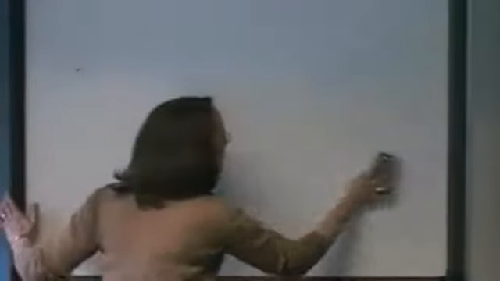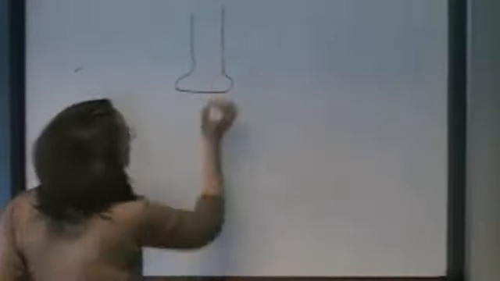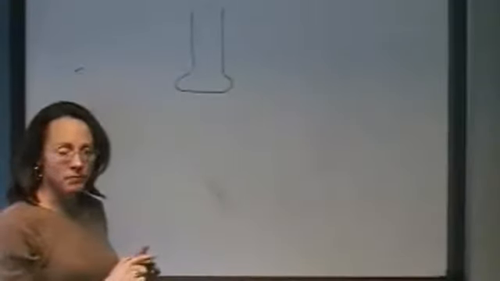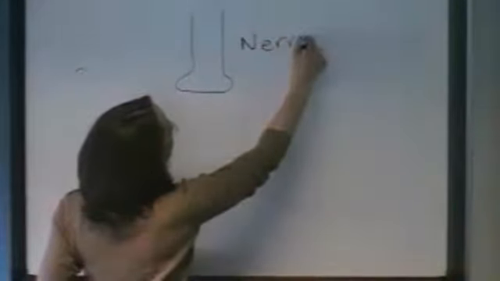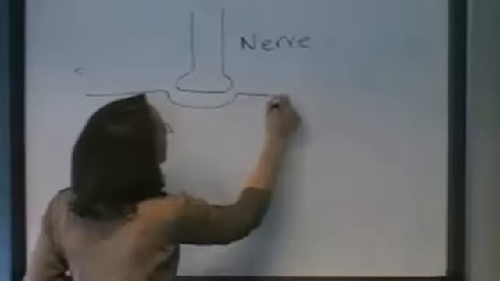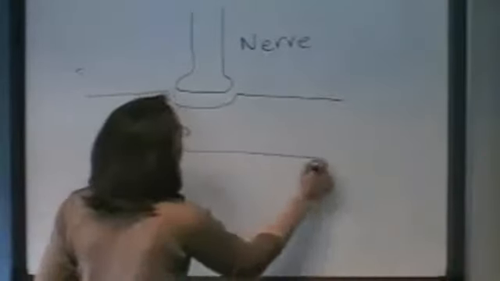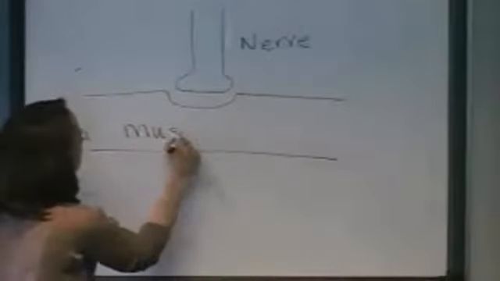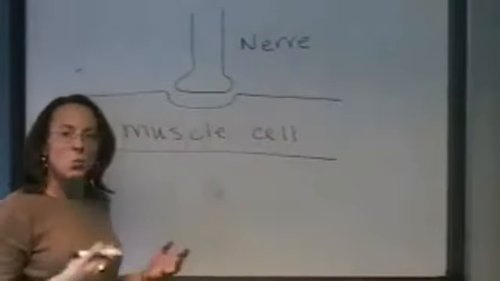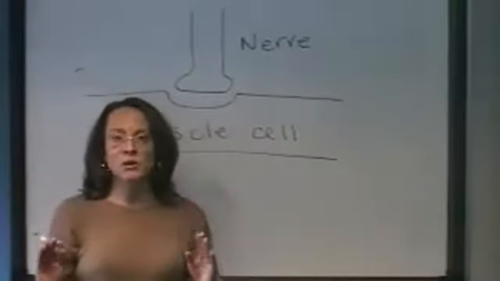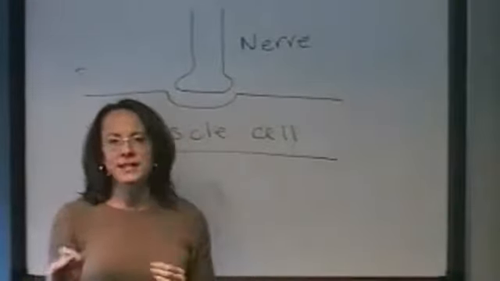So what this picture is showing you, and once again, I would open this up in your book, is the nerve that's going down to a muscle cell. So this is going to be the nerve going down to a muscle cell. What needs to happen in general is going to be 3 major steps.